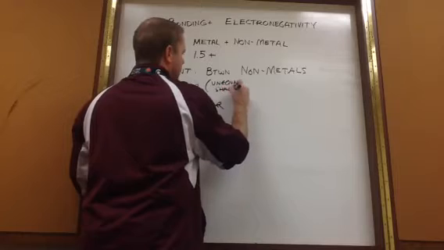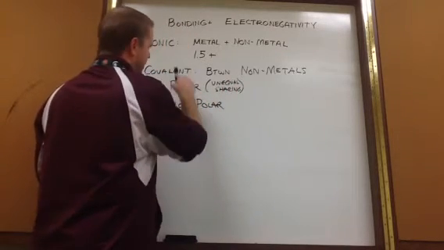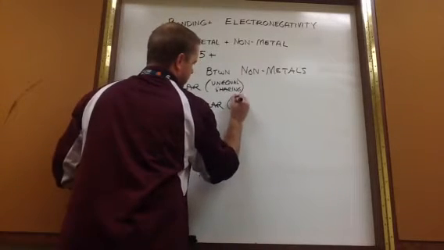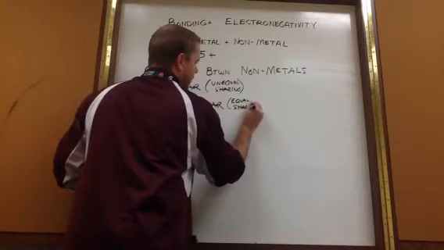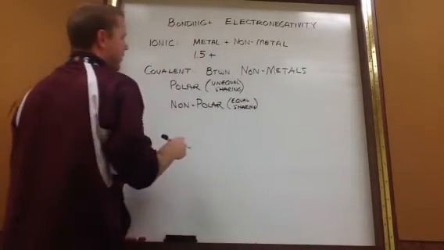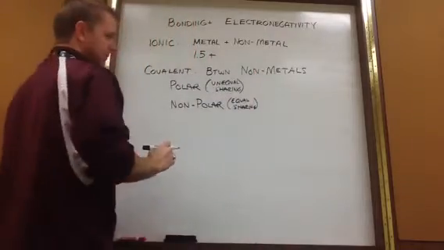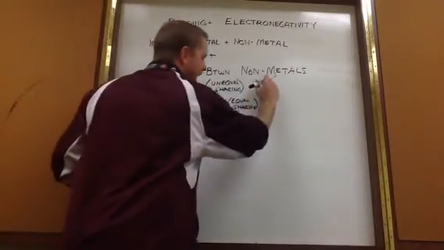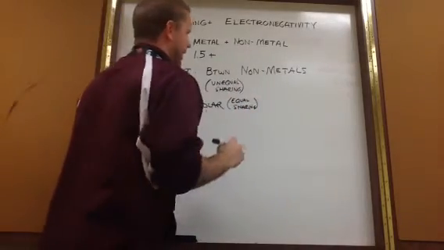Now, in order to claim something is polar covalent or nonpolar covalent, and I guess this would be an equal sharing, so let's be thorough, two things must occur. First of all, for polar, you have to have nonmetals. For nonpolar, you have to have two nonmetals. If both things do not apply, then you can't do it.